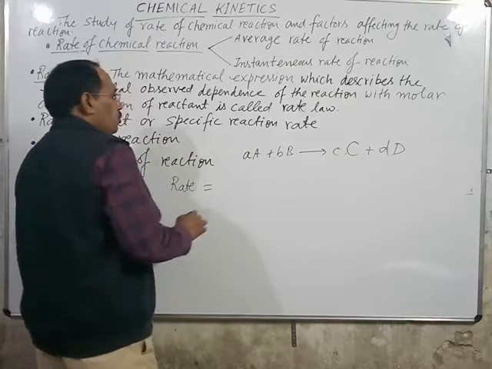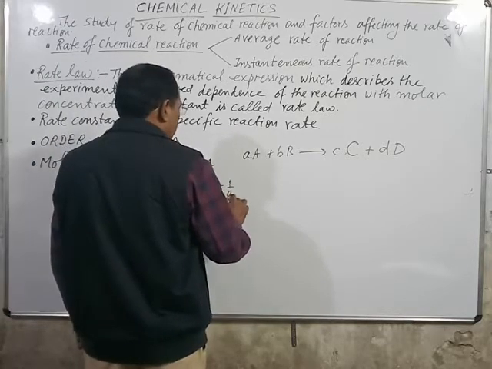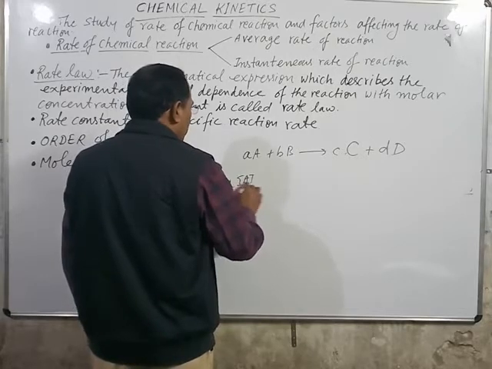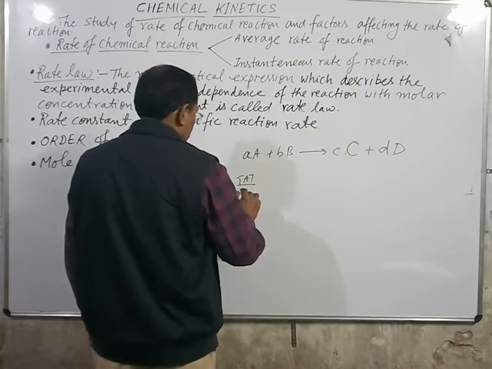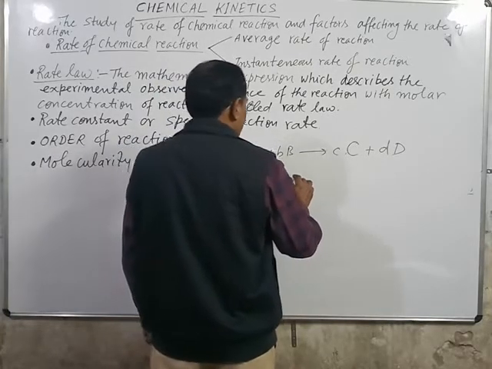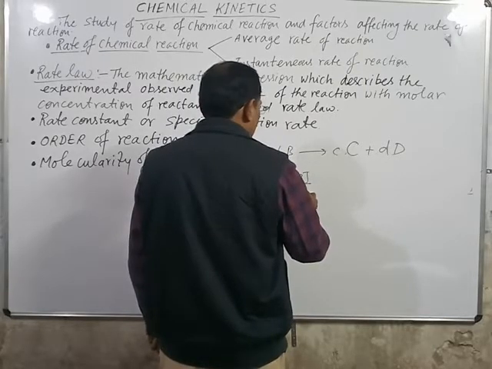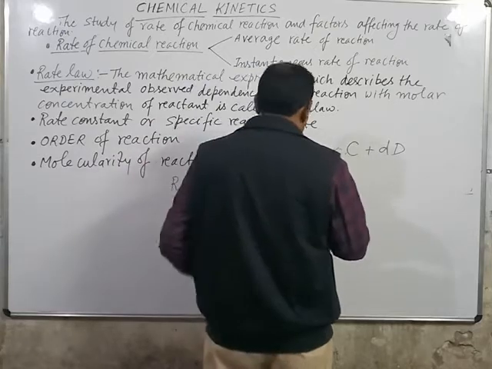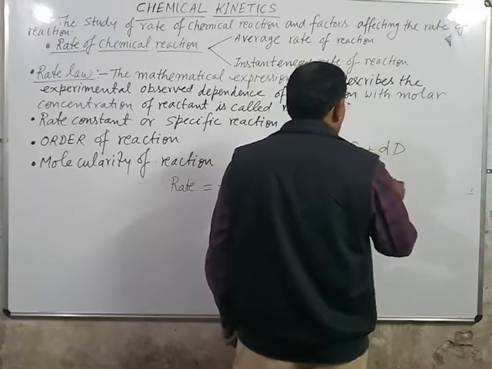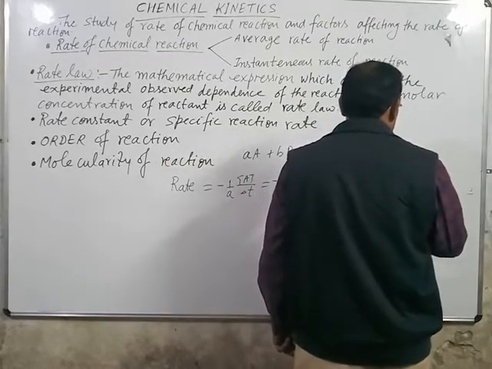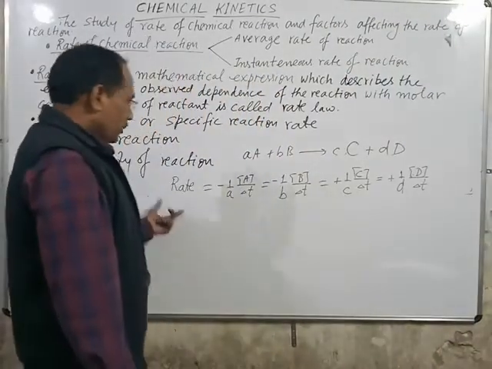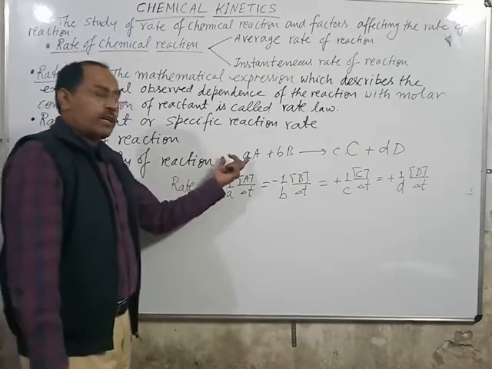Rate equal to minus 1 by a, concentration of A by delta T, equal to minus 1 by b, concentration of B by delta T. This is equal to plus 1 by c, concentration of C by delta T, equal to plus 1 by d, concentration of D by delta T. This is the method of expressing rate of reaction, and this is the rate law for this general reaction.